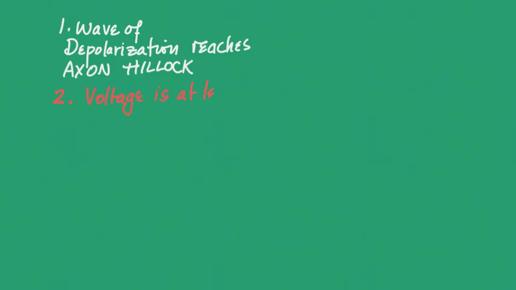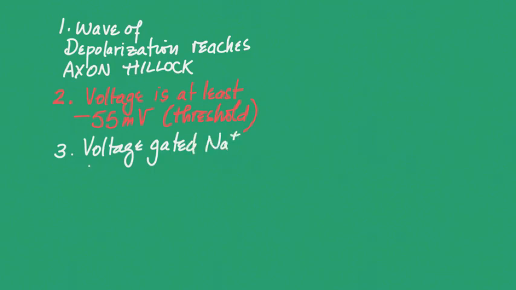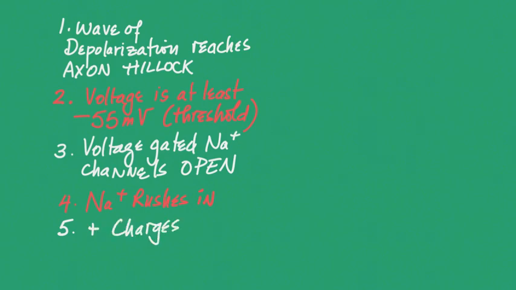If the voltage is at least minus 55 millivolts, which we call the threshold voltage, then the action potential will be triggered. This is because anything above minus 55 millivolts will be sensed by voltage gated sodium channels, which will open. When these channels open, sodium that has been accumulating outside the axon will rush in. When sodium rushes in, it brings along with it positive charges.